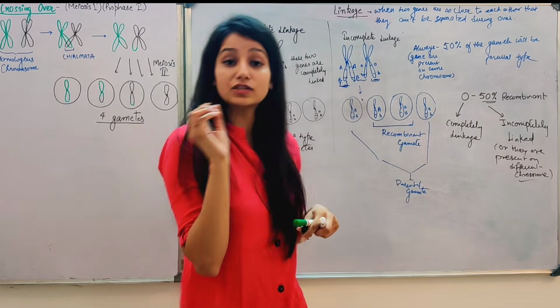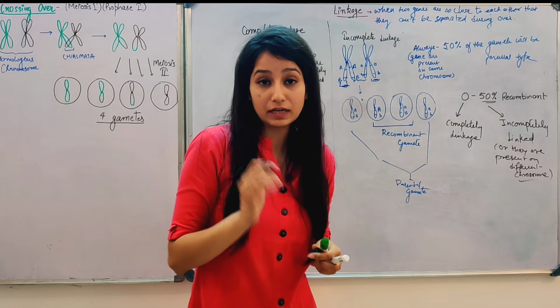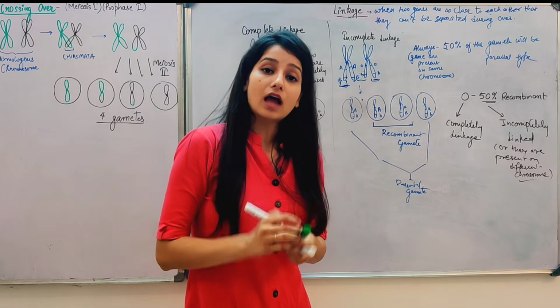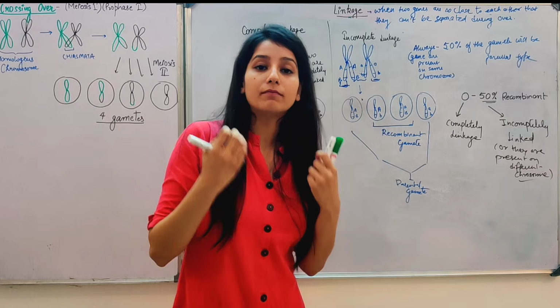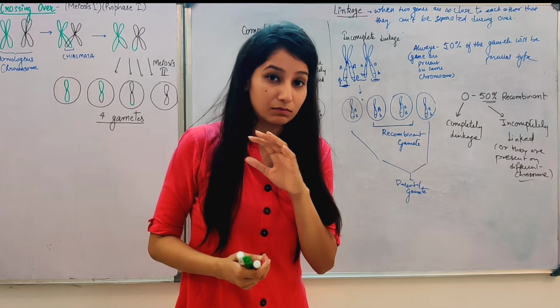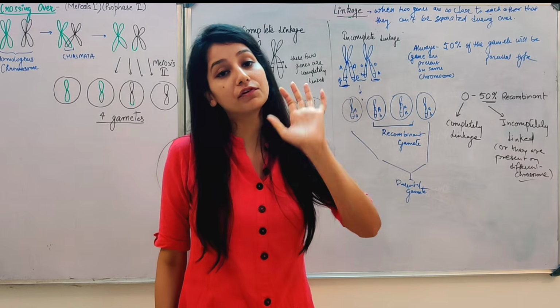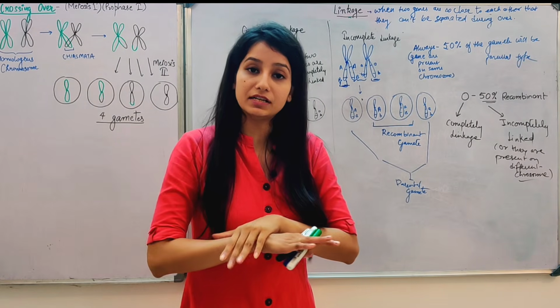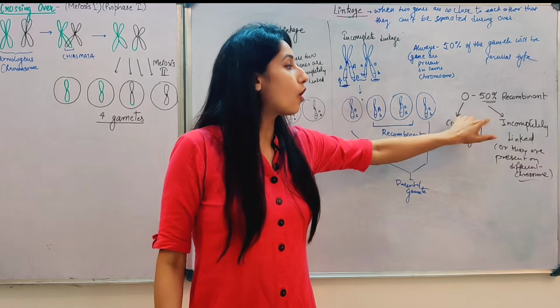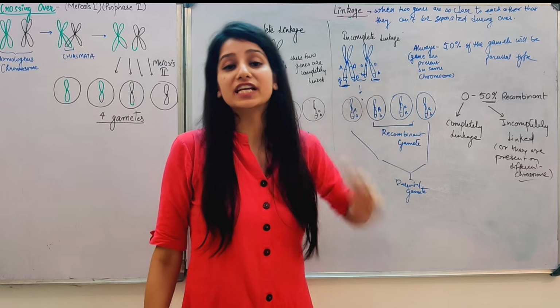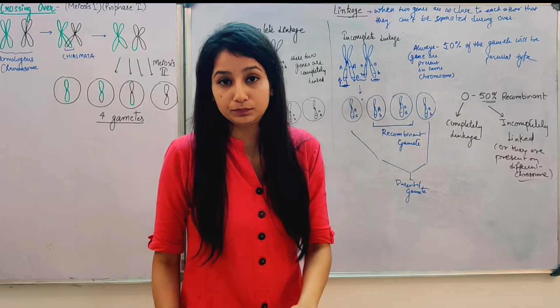Always remember this. This question has also been asked in previous year papers: what is the maximum number of recombinant gametes that can be formed? So you should remember that only a maximum of 50% of the gametes can be recombinant. 50% will always be parental type.